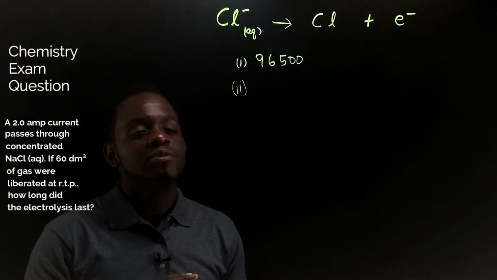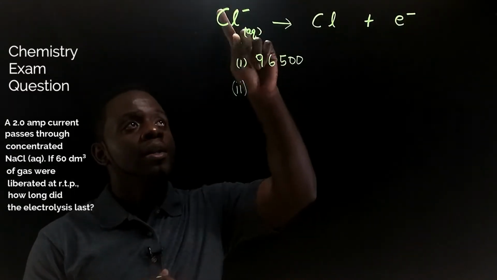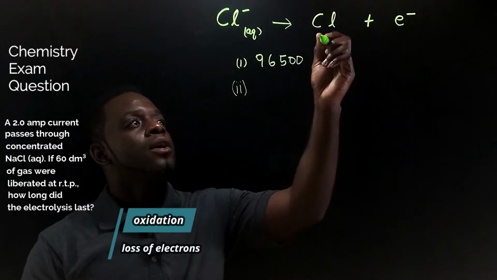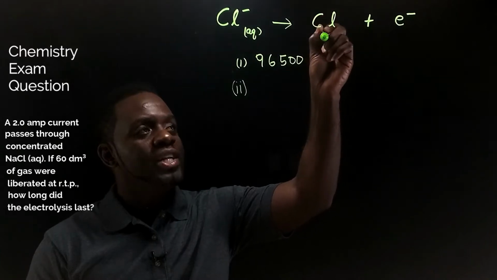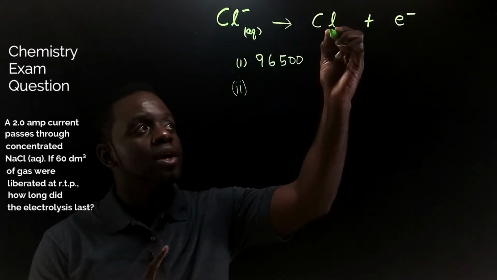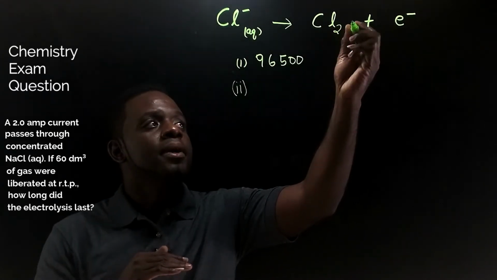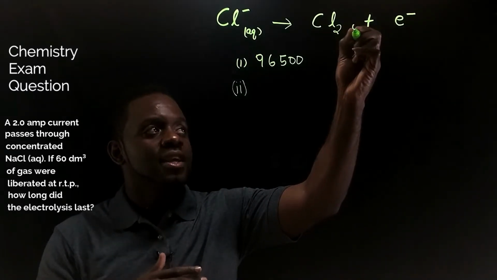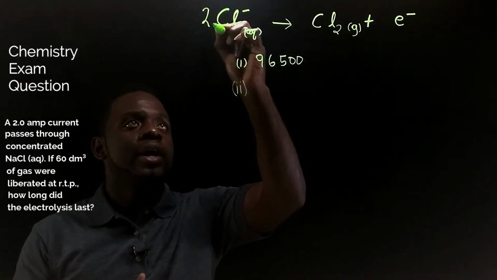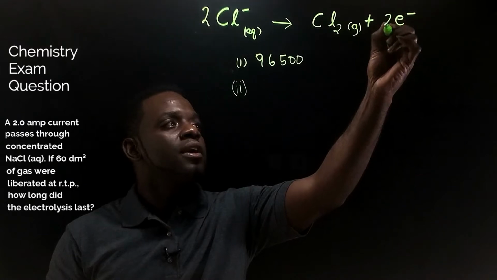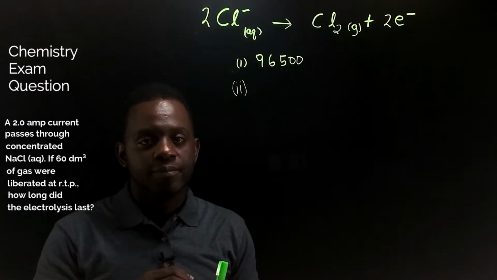Writing the half equation for the oxidation process taking place at the anode gives us one chloride ion losing an electron to become a chlorine atom, but the chlorine atoms will move on to form diatomic molecules because as atoms they are unstable, which means we need a 2 in front of the chloride ion and a 2 in front of the electron in order to balance the half equation.